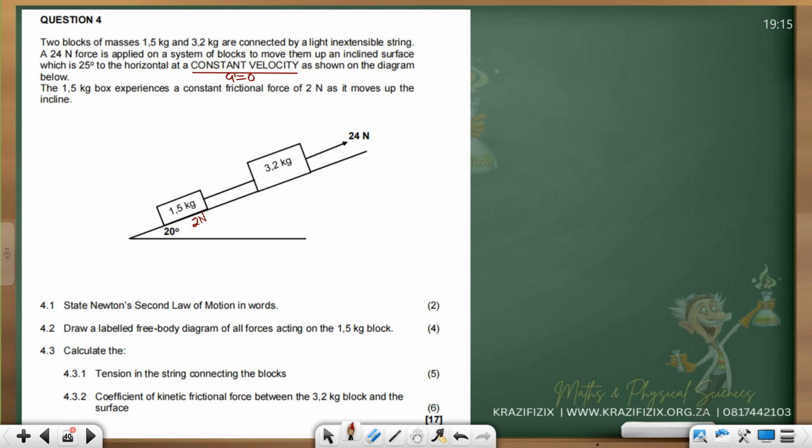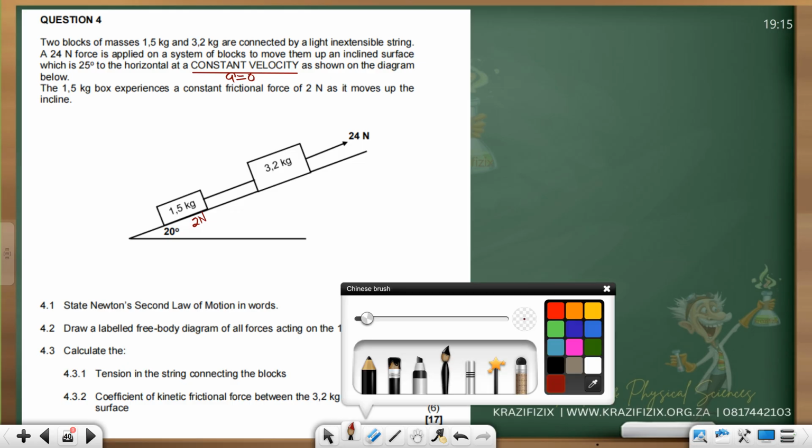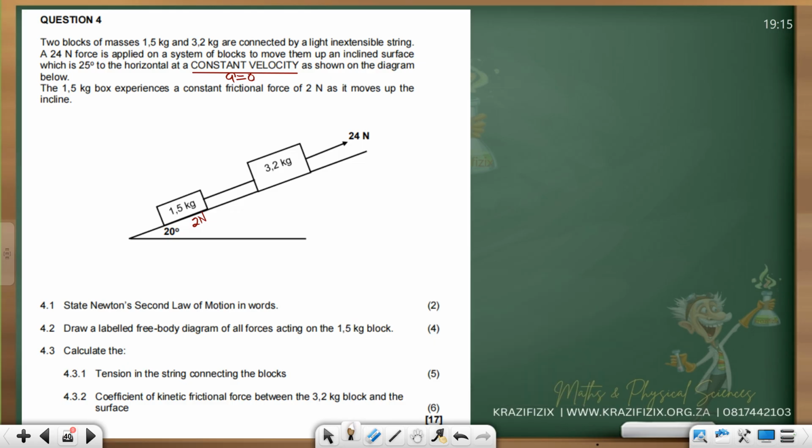State Newton's second law. That must be something you are eating in physics every single day. Please master that law. When a net force is applied on an object, the object will accelerate in the direction of the net force. With an acceleration, yes?